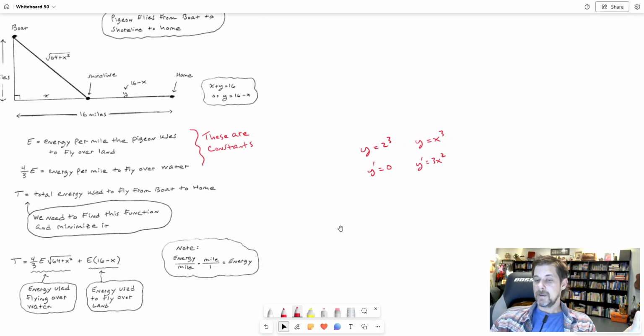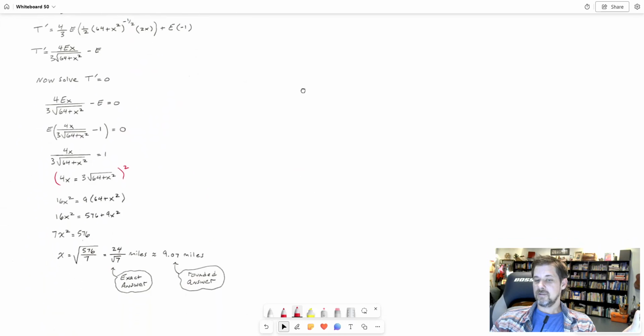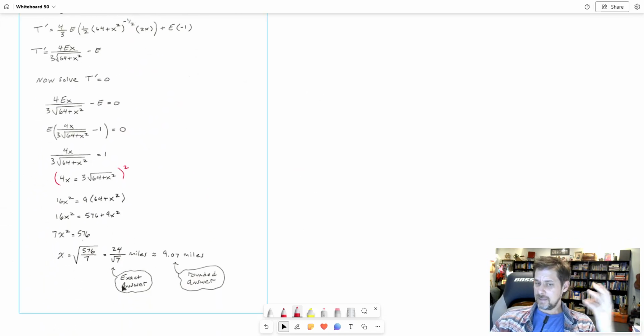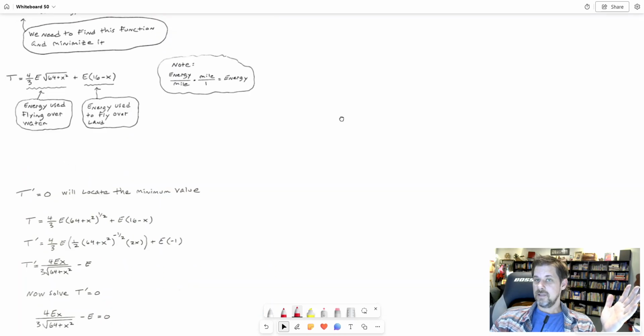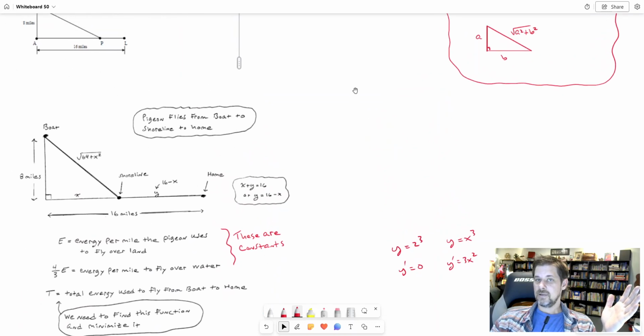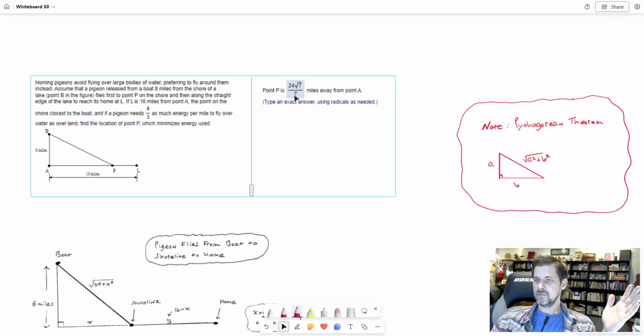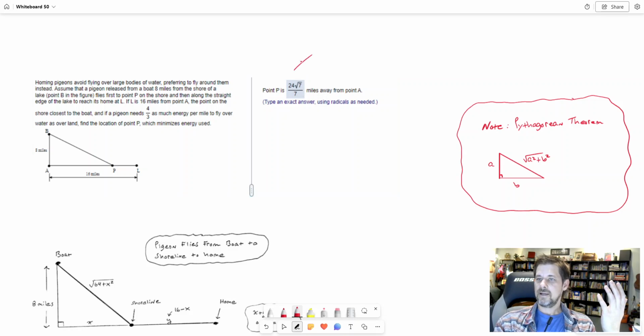So 24 over root 7 is the exact answer. If you rounded it, you get 9.0. So it's about 9 miles from where the boat is along the shore. Now, as far as the answer goes, look at it up here. It says 24 root 7 over 7. That's kind of like my answer. The answer I got was 24 over root 7.